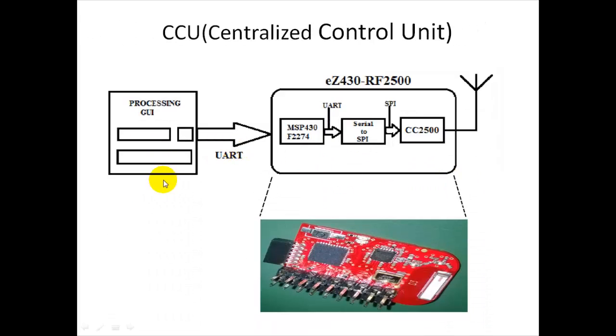Now let's get into the CCU. In the CCU, there is a GUI which is developed in Processing. From the GUI, one can transmit the desired light intensity, which is further handled by the MSP430F227 through a serial to SPI converter. The CC2500 will transmit it wirelessly. All these three units are combined into the EZ430RF2500 board, which is from Texas Instruments.